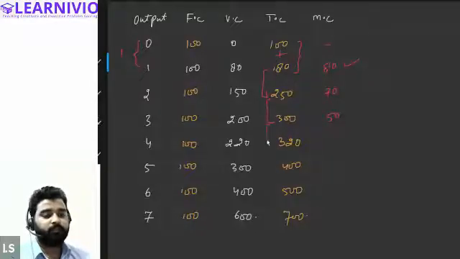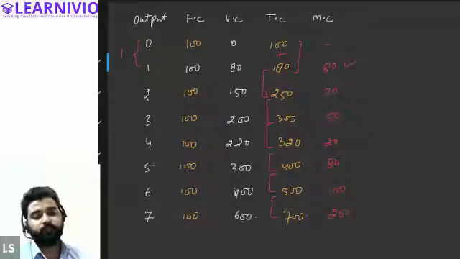Again, from 300 to 320, cost increases by 20. That means marginal cost will be 20. Again, from 320 to 400, total cost increases by 80. So marginal cost will be 80. So whatever the change taking place in the total cost will be considered as the marginal cost. So 100 and 200. Is this clear, all of you?